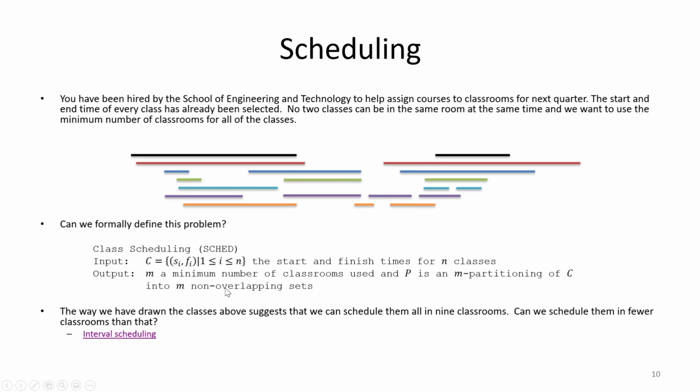Now actually, if you're a little bit clever, you might notice if you draw a line right here, I think I got that right, we get 1, 2, 3, 4, 5, 6, 7 classes that are all overlapping with each other. And that's probably a good sign to us that says there's no way that we could put those 7 classes all in fewer than 7 classrooms without an overlap.